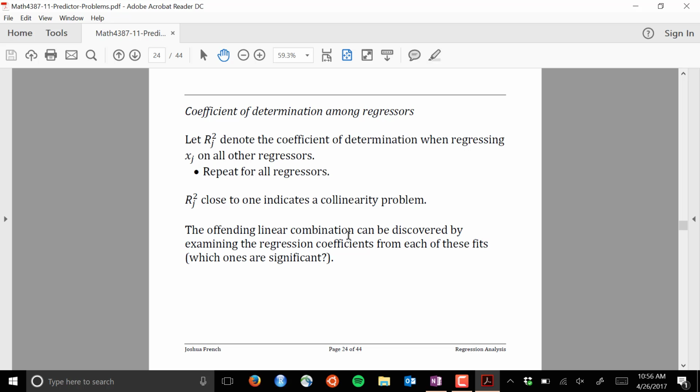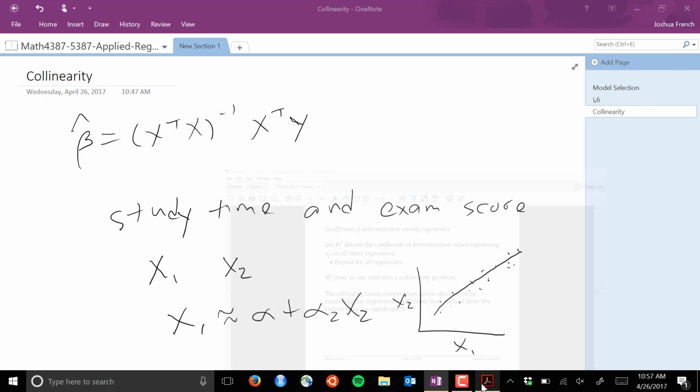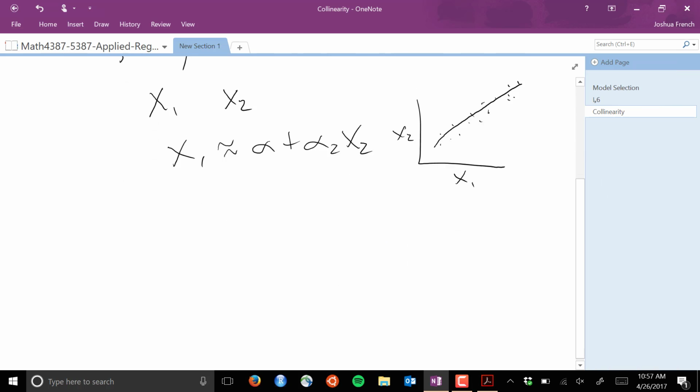Another tool that people use is looking at the coefficient of determination among your regressors. We're going to let Rj squared denote the coefficient of determination when regressing regressor xj on all the other regressors. And because we have lots of different regressors, presumably, we can compute this Rj squared value for each of the different combinations of regressors. This really just extends the idea that we were previously looking at.